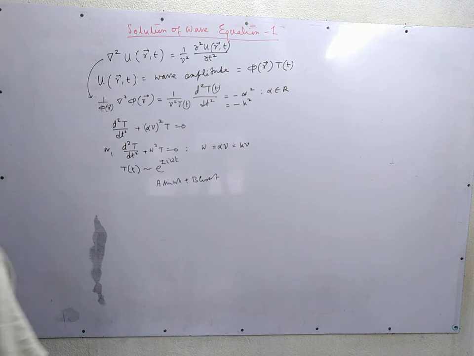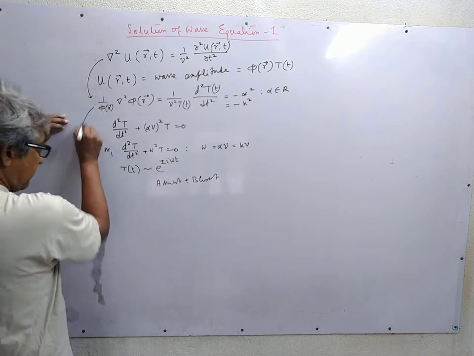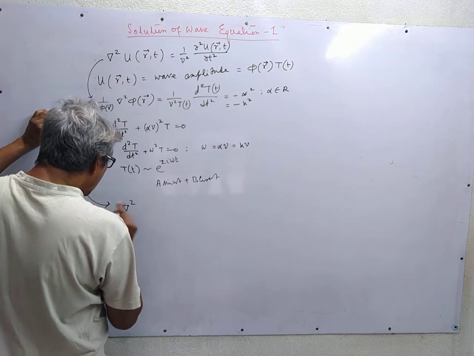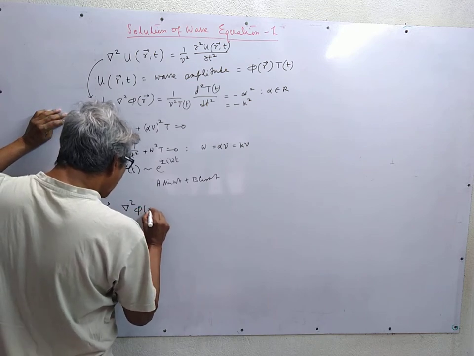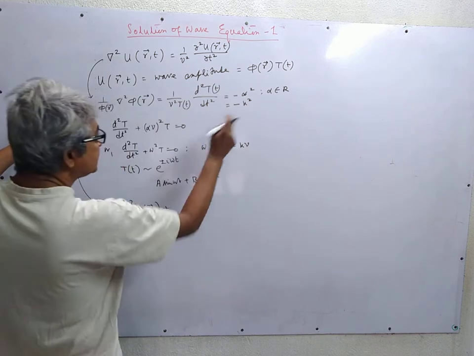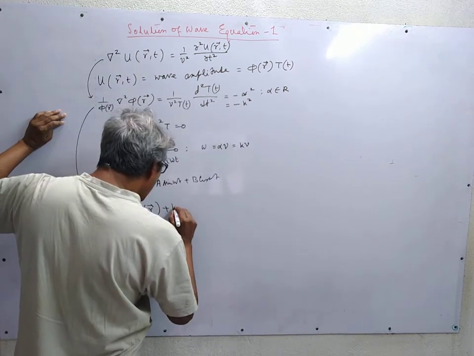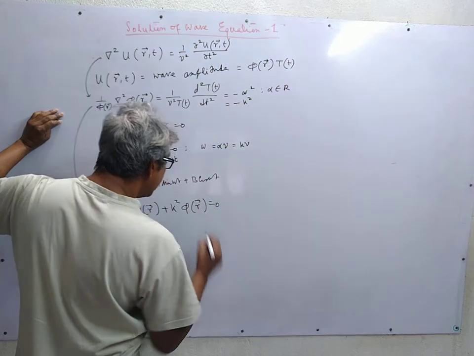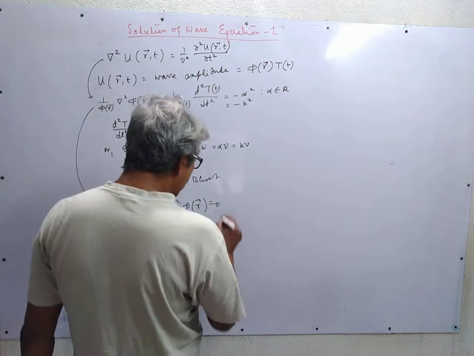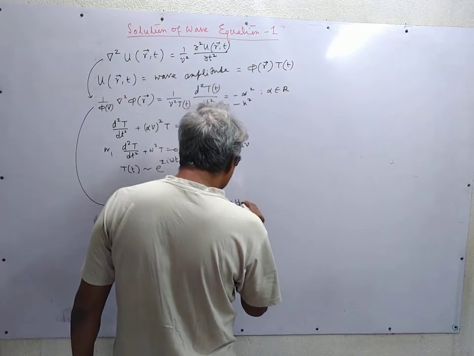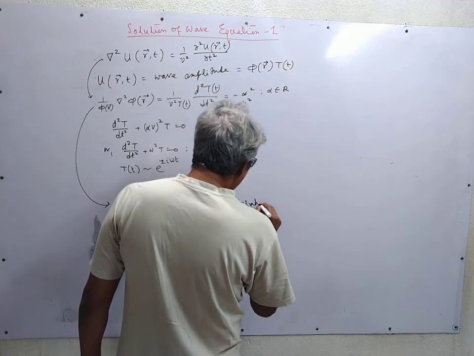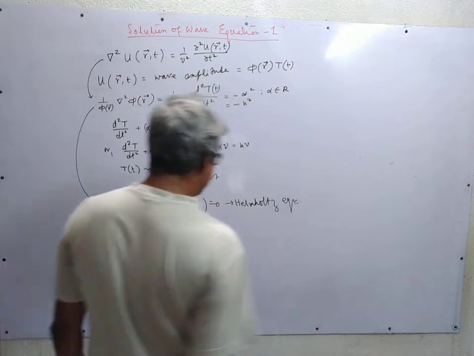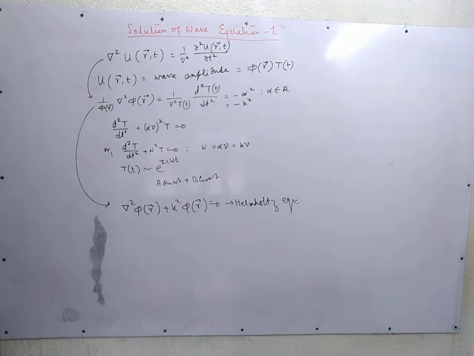However, the space part becomes nabla square phi of r plus k square phi of r is equal to 0. This is a very important relation of mathematical physics, and it is known as Helmholtz equation. This is also a partial differential equation in space variable.